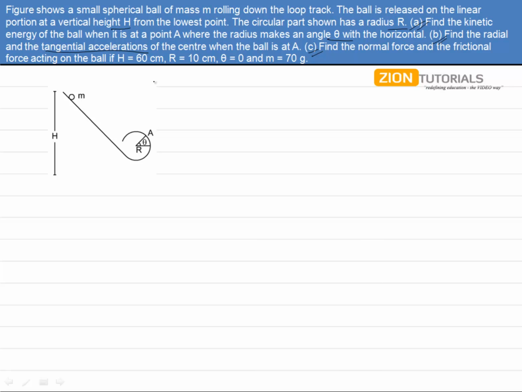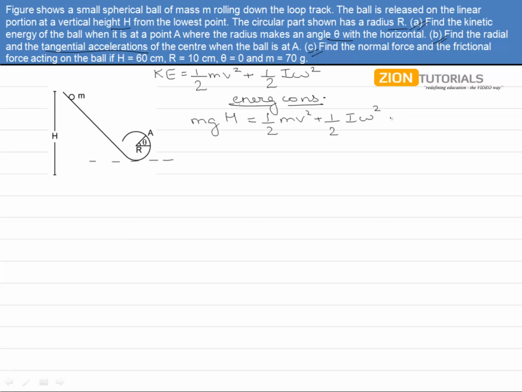Now, for any system, we can write the kinetic energy as the sum of the kinetic linear motion, that is half mv squared, and the rotational motion, which is half I omega squared. Employing energy conservation between the initial point and the final point, if we take the lowest point to be the reference, the initial energy is due to the potential energy, that is mgh, and the final is half mv squared plus half I omega squared, that is the kinetic energy, plus the potential energy, which is mgr into 1 plus sine theta.